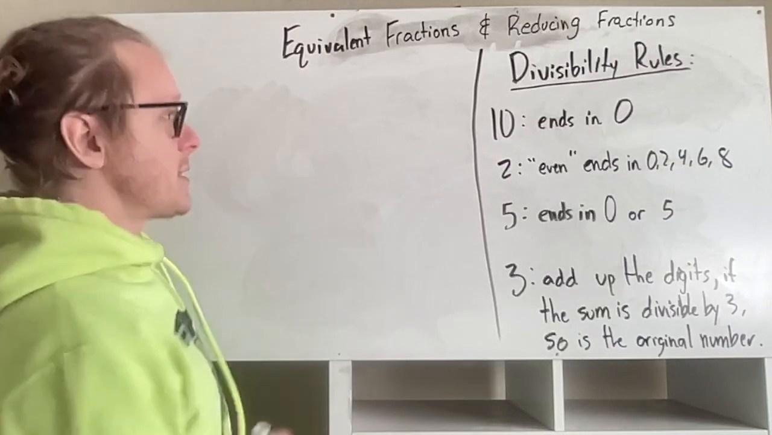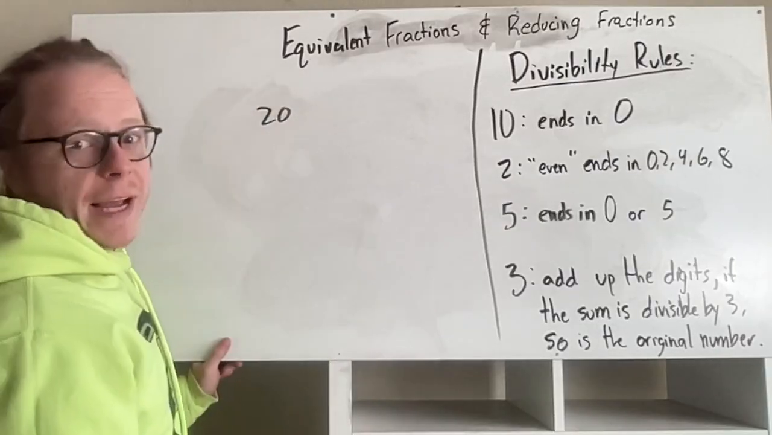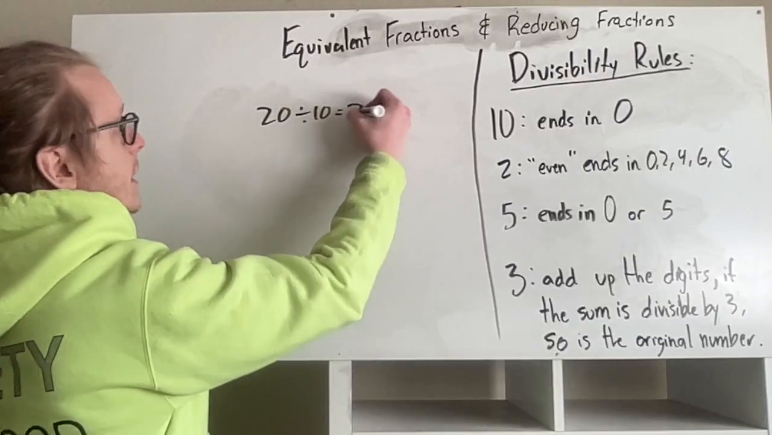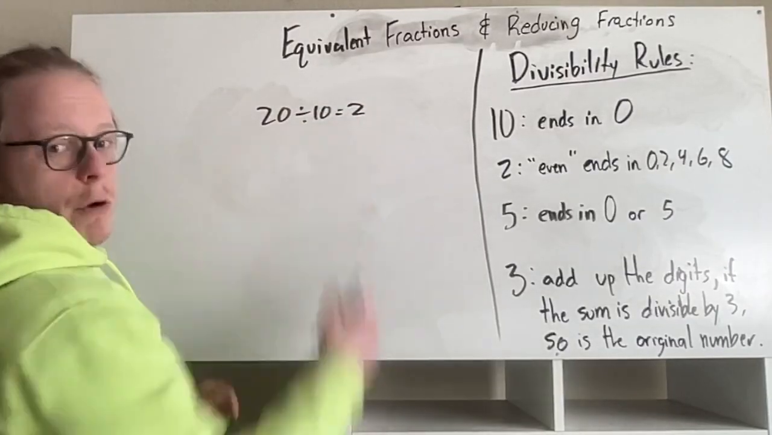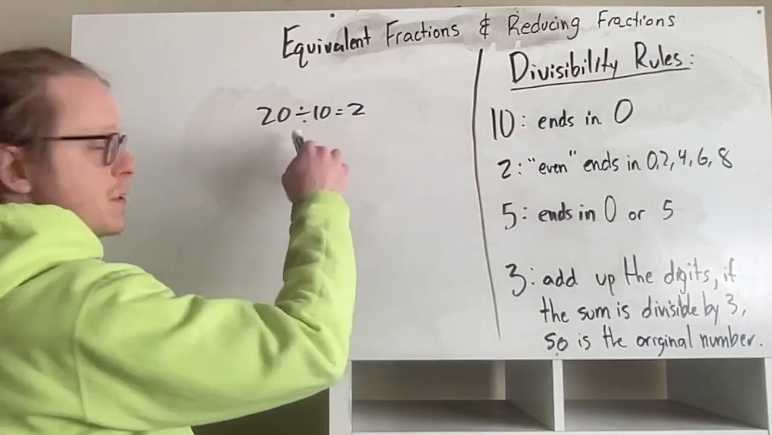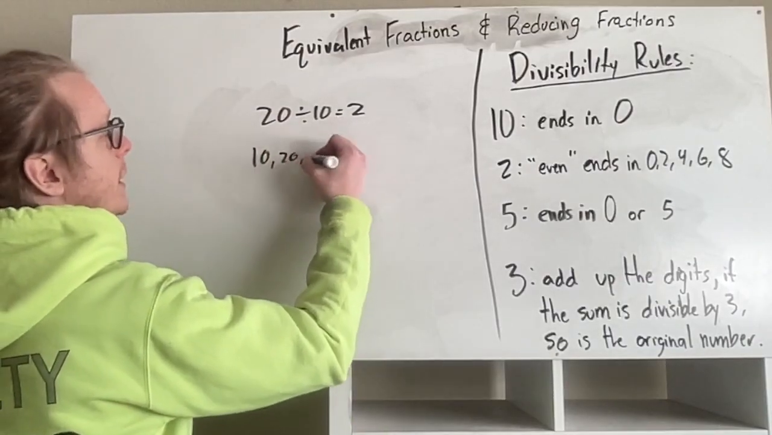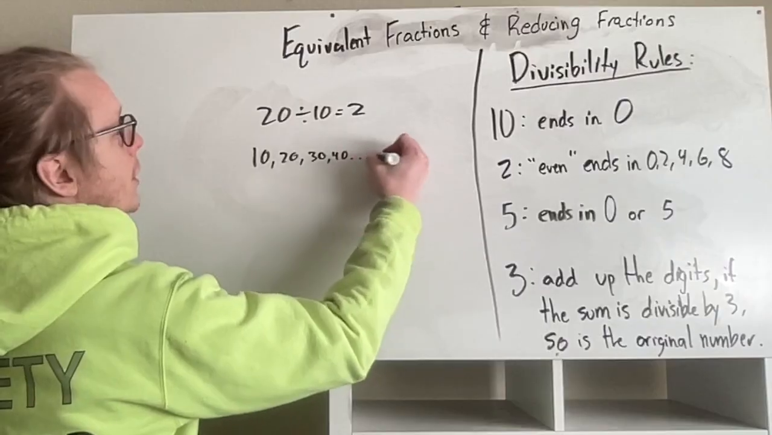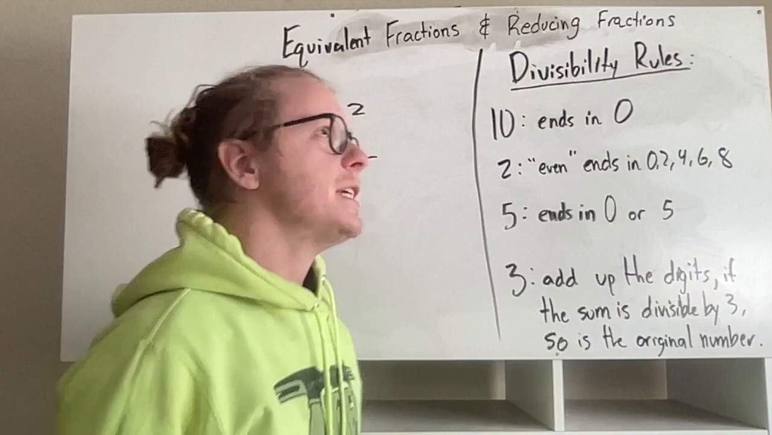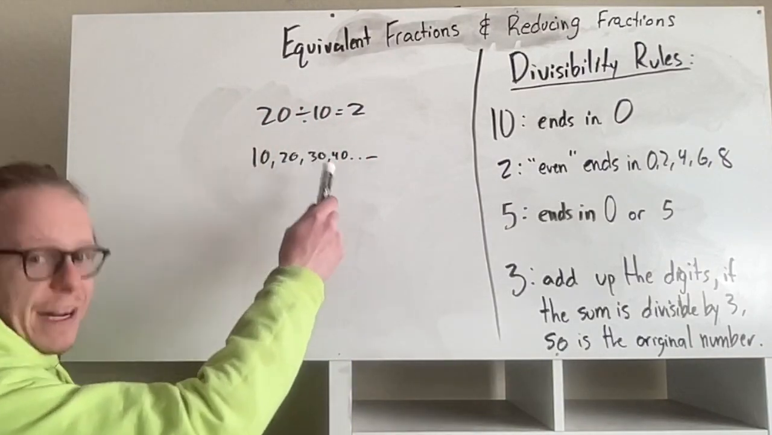So, for instance, 20 is divisible by 10 because I can do 20 divided by 10 and get a nice even quotient of 2, right? Essentially, all the multiples of 10 are divisible by 10. And if we look at the pattern, what's the pattern? 10, 20, 30, 40, on and on. They all end in 0, okay? So anytime you see a number end in 0, you know that it has 10 as a factor, right?